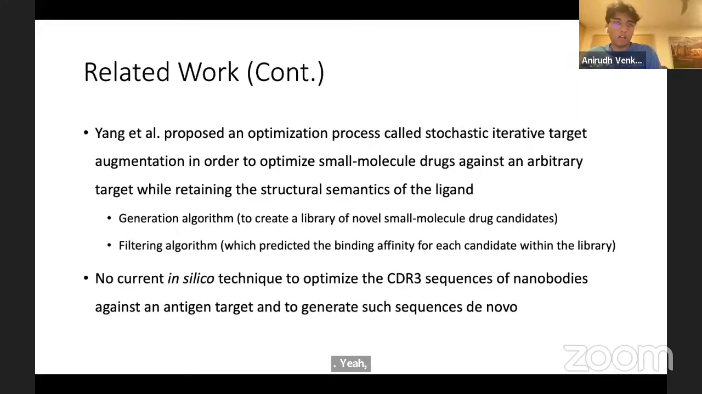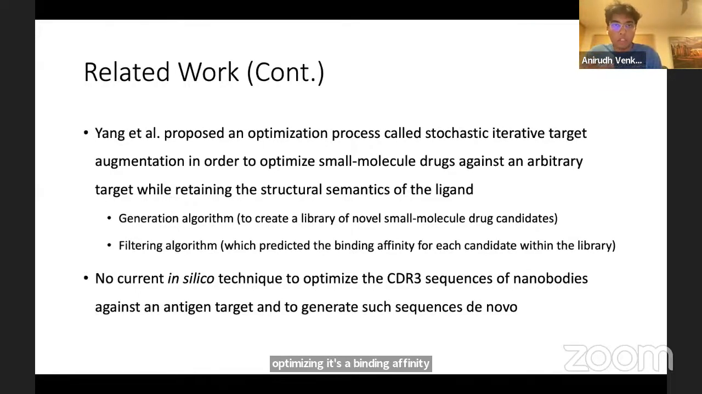Basically, Yang et al. of Stanford proposed an optimization process called stochastic iterative target augmentation. What this does is optimize small molecule drugs against an arbitrary target. But the cool thing about it is that it retains the semantics of a drug structure. So it retains the fact that a drug has to follow certain properties in order to be viable and synthesizable in a lab. And it does that while still optimizing its binding affinity to the target.